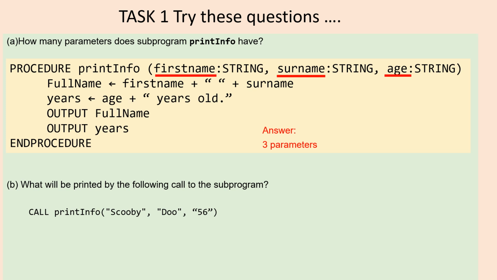So the plus here, because we're putting strings together basically with the plus, so we're concatenating. So we will have Scooby, which is first name, then a space, and doo, which is surname. Then we've got years, which is age plus space 56 years old. So age, we pass that 56, so 56 years old is output as well. Okay, so that's task 1.